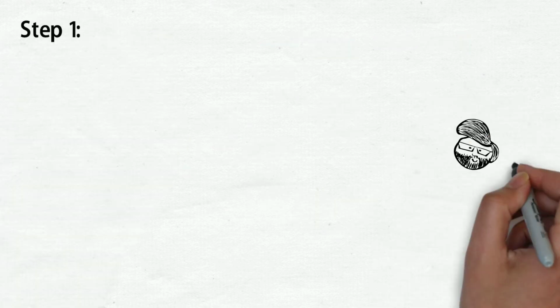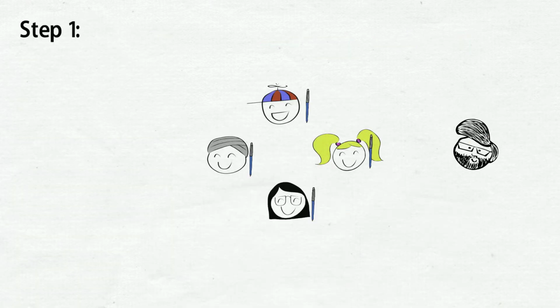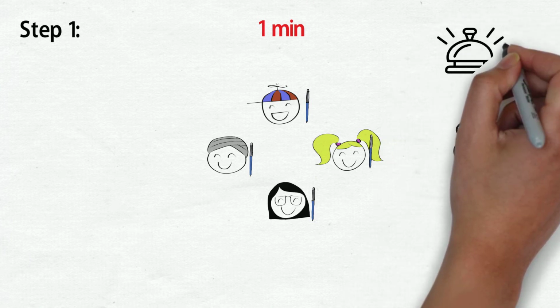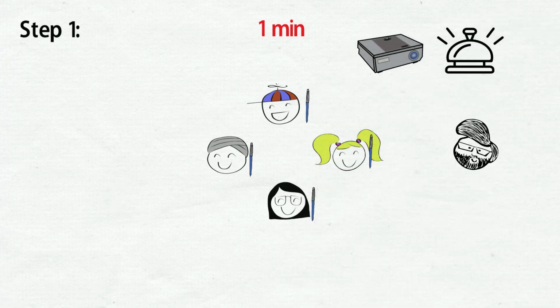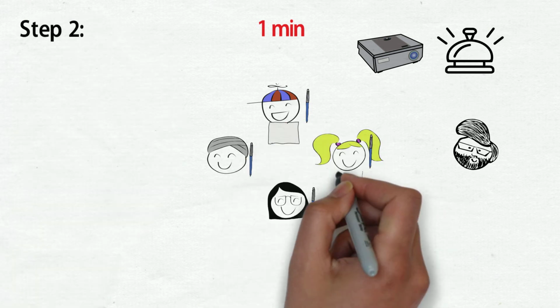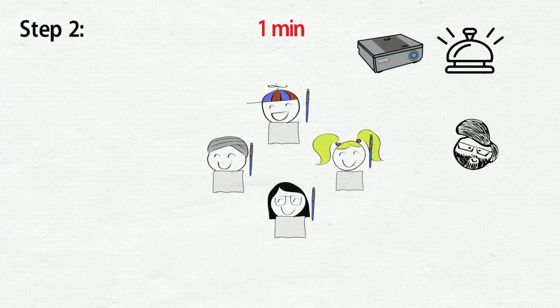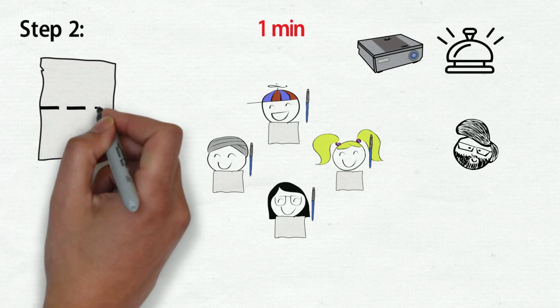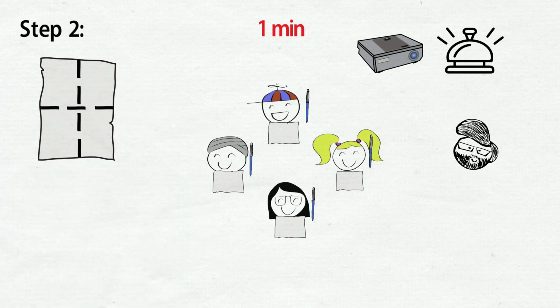Step 1. Tell the students to grab their pens and form teams of 4 or 5 people and sit in circles. Give them 1 minute to do so. Now here, having a hotel bell or a projector with a stopwatch really helps. Step 2. Either give each student a small piece of paper that you prepared before class, or give them one A4 piece of paper per group and ask them to cut it in smaller pieces so everyone can have one piece. I prefer the latter because it's less work for you.